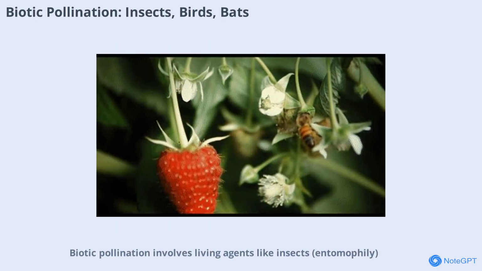Biotic pollination involves living agents like insects, entomophily, birds, ornithophily, and bats, chiropterophily. Plants attract these pollinators with colorful flowers, nectar, and scents. Insects such as bees and butterflies are the most common pollinators, while birds and bats play crucial roles in certain ecosystems. Each pollinator interacts with flowers in unique ways, shaping the evolution of both plants and animals.